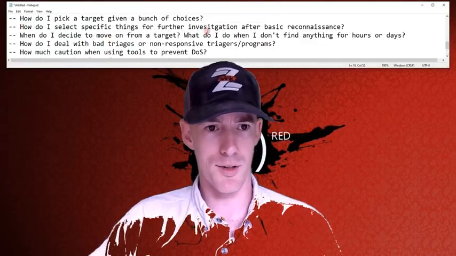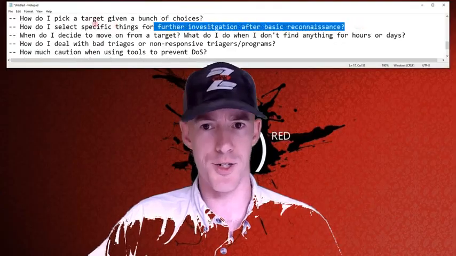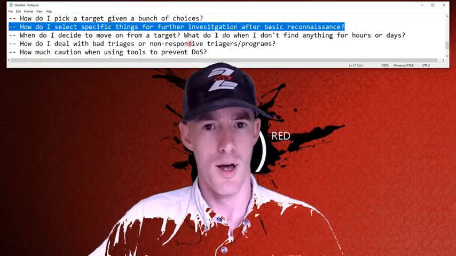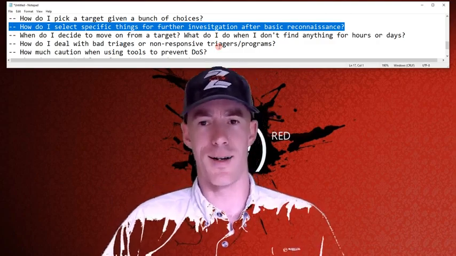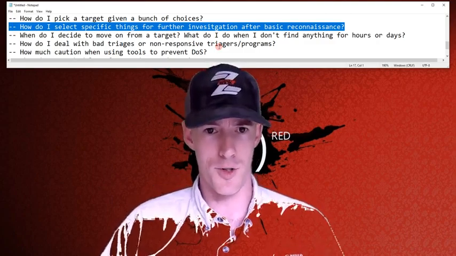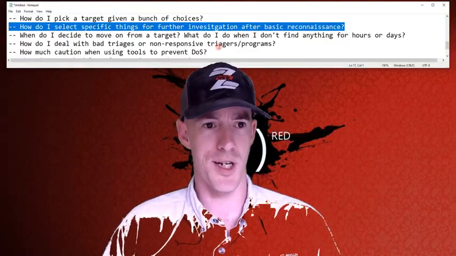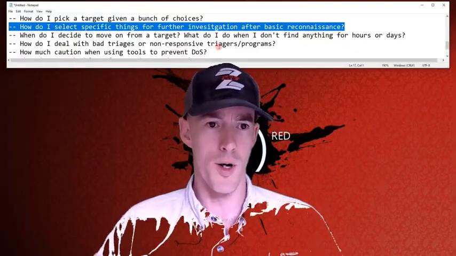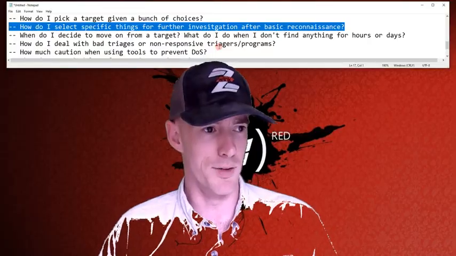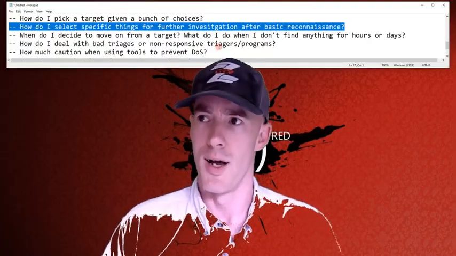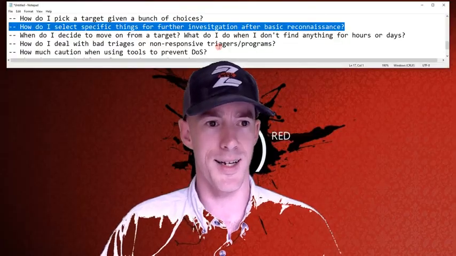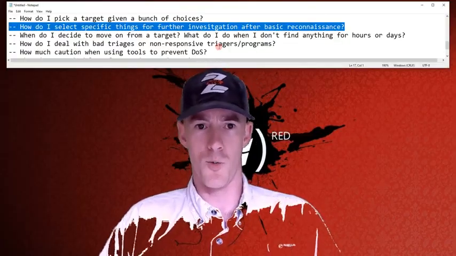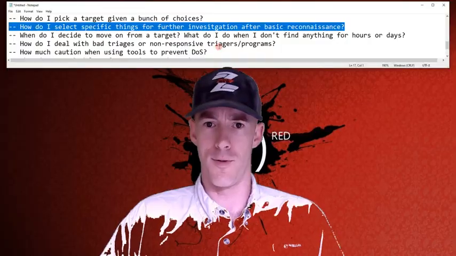How do I select specific things for further investigation after basic reconnaissance? What this person was driving at was, okay, so we've just gotten a new target like Pinterest again, we started on, and we've scanned all the subdomains, and now we know all the subdomains that are responsive, and I've got a list of like 300 subdomains in front of me that have 200 or 400 or 404 or 500 response codes that indicate they're at least running, right? How do I go for further investigation?